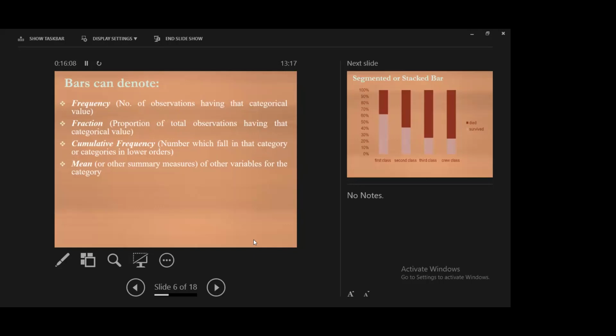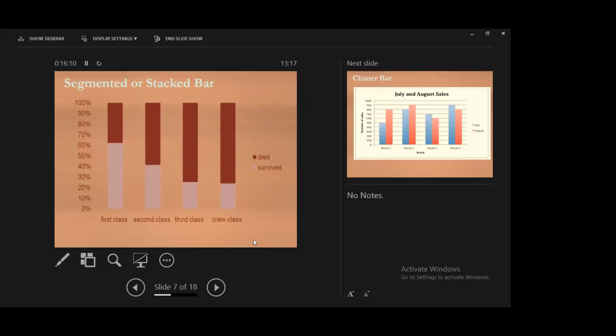So those are some of the uses of bar diagrams. This is a type of bar diagram that can also be made in SPSS, which is called a segmented or a stacked bar diagram. Now, I can see many of you nodding your head, which means you must have either made it or seen it somewhere in your research papers.